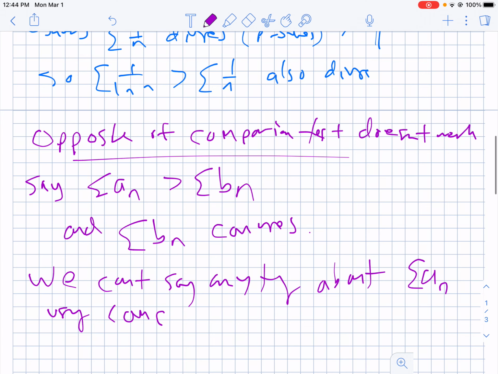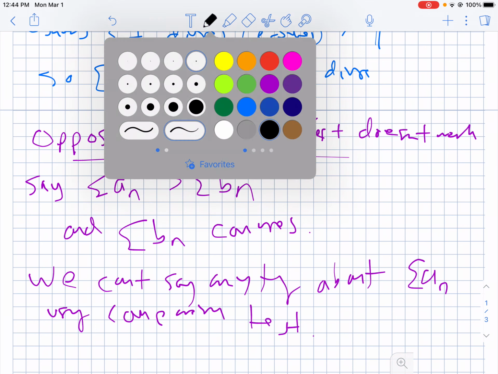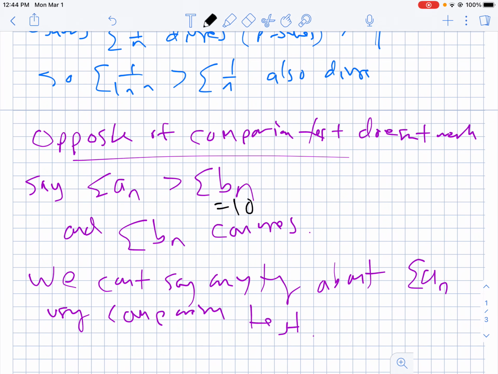And here's the idea. If I tell you that B sub n converges, that's basically saying that when we sum B sub n together, it equals 10, or whatever it converges to, it doesn't matter. If you're bigger than that, we don't know how much bigger. So it might be a little bigger and just sum to 11 and still converge, but it also might be a lot bigger and sum to infinity, meaning you might diverge. So if you're bigger than something that converges, you can't really tell anything.